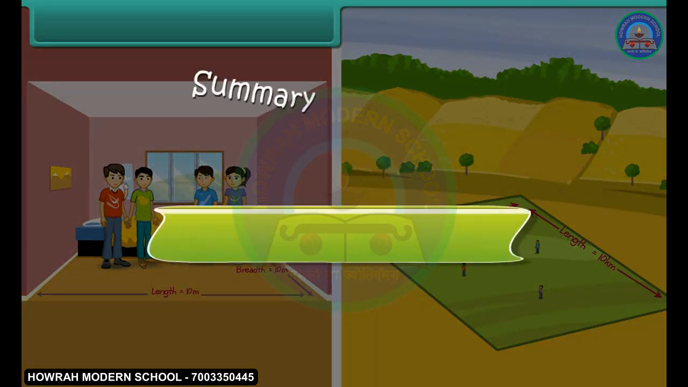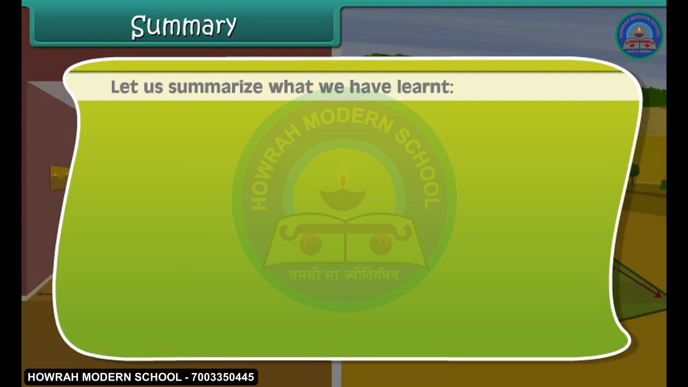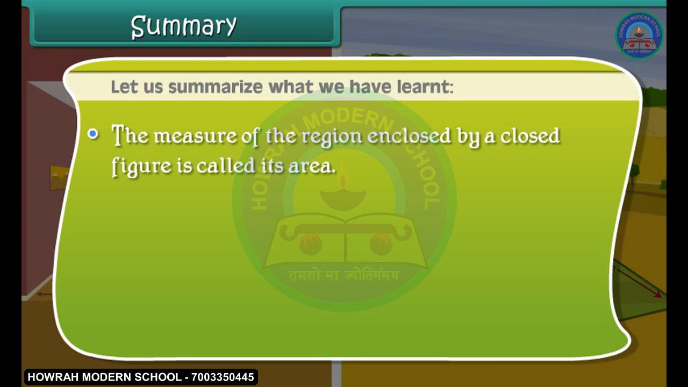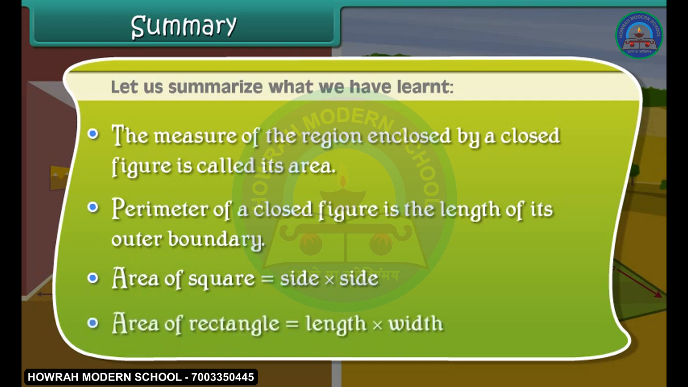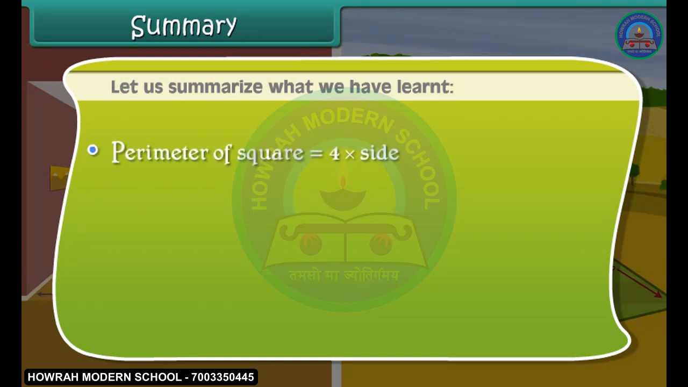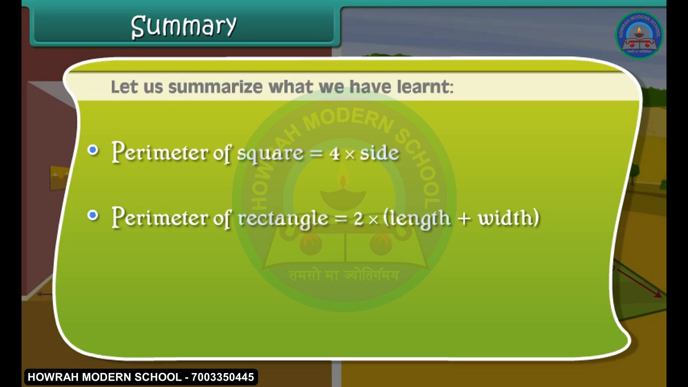Summary. Let us summarize what we have learnt. The measure of the region enclosed by a closed figure is called its area. Perimeter of a closed figure is the length of its outer boundary. Area of square is equal to side into side. Area of rectangle is equal to length into width. Perimeter of square is equal to 4 into side. Perimeter of rectangle is equal to 2 into (length plus width).